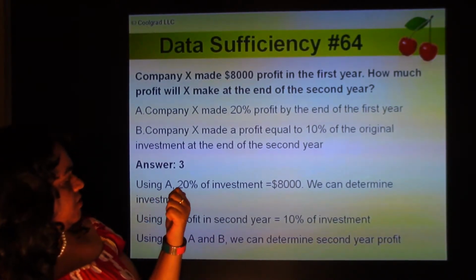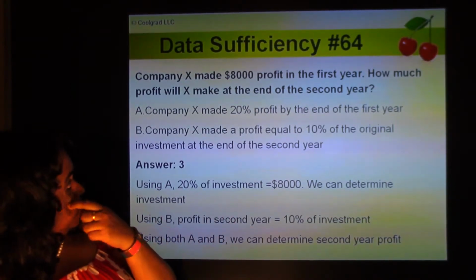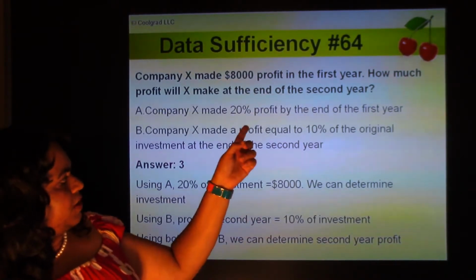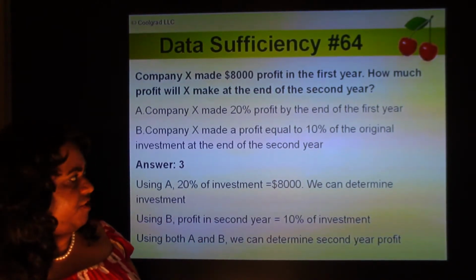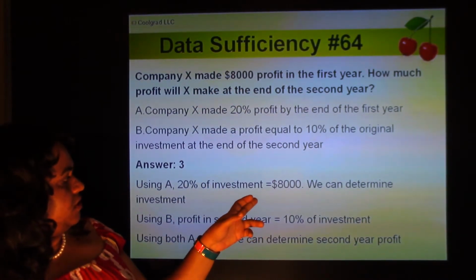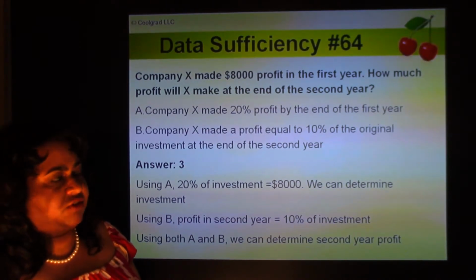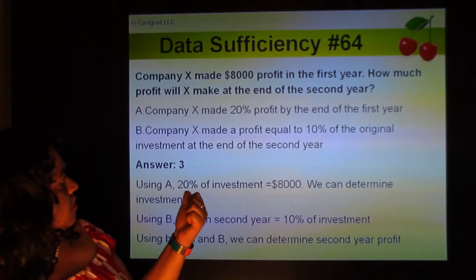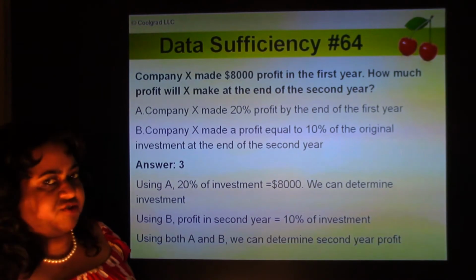Using statement A, 20% of the investment is equal to $8,000. So they made 20% profit. So 20% of the investment was made as profit in the first year. 20% of that is equal to $8,000. So 20% of something, so the amount was $40,000. Investment was $40,000. We can find that out, right? So we don't know how much profit they make at the end of the second year. We don't know if they keep up the same profit percentage, right?